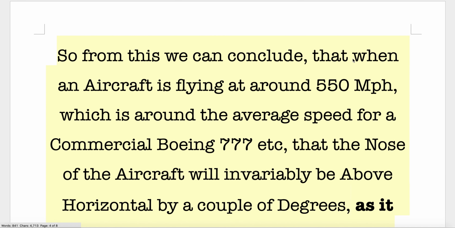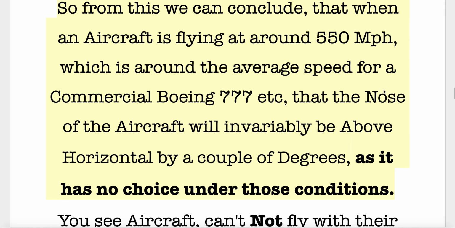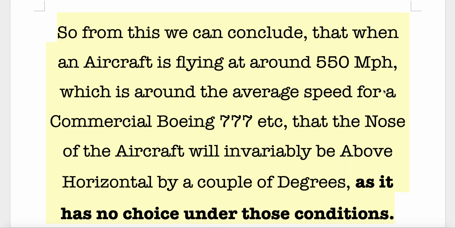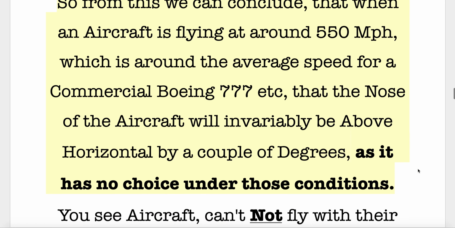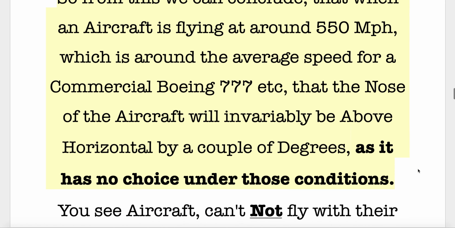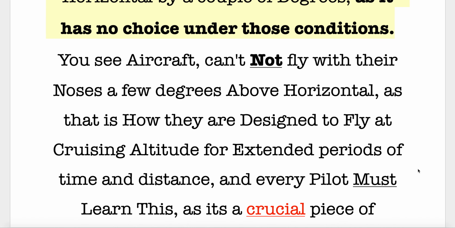So from this, we can conclude that when an aircraft is flying at around 550 miles per hour, which is around the average speed for a commercial Boeing 777, etc., the nose of the aircraft will invariably be above horizontal by a couple of degrees, as it has no choice under those conditions. You see, aircraft can't not fly with their noses a few degrees above horizontal, as that is how they are designed to fly at cruising altitude for extended periods of time and distance.